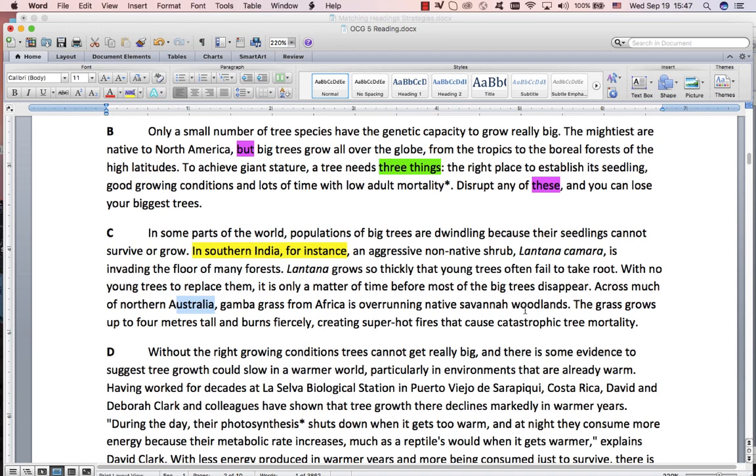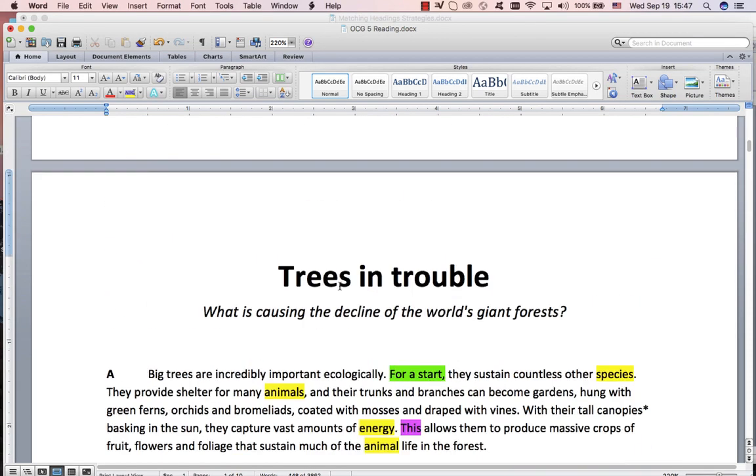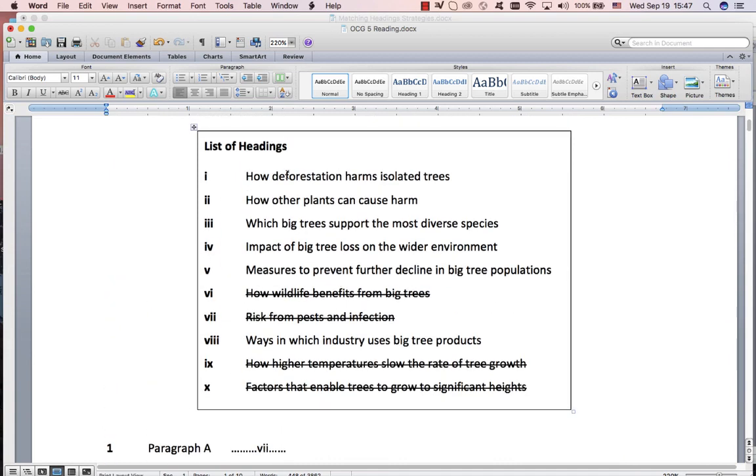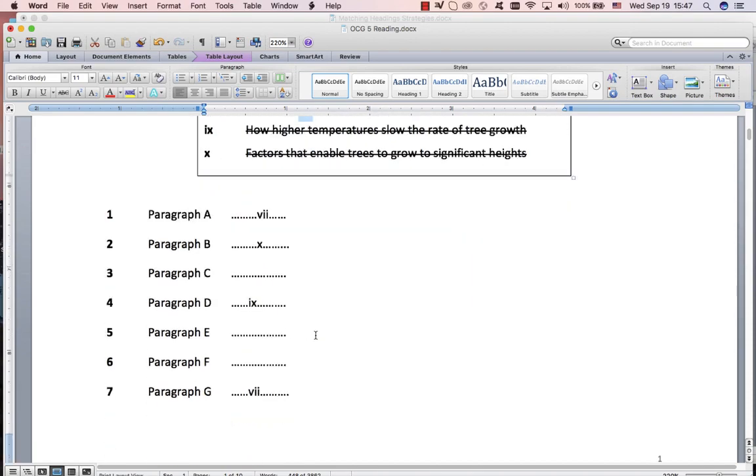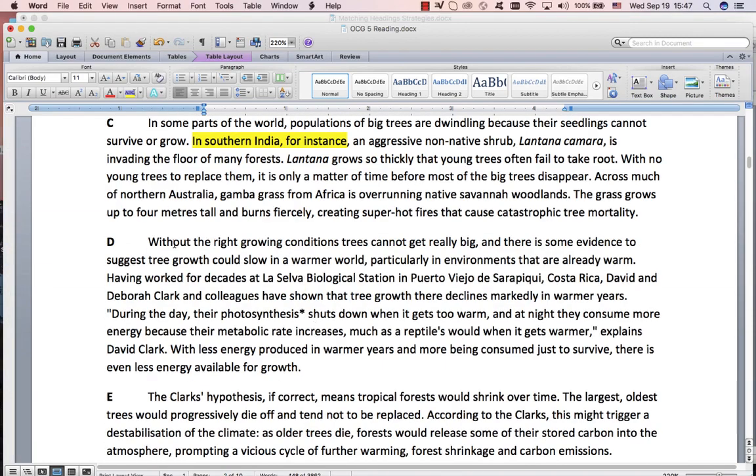Australia. Okay, I don't see much here. Super hot fires. Mortality is negative. Okay, there's not much that I can see. I see some kind of example here, and I see negative, but I don't think it's enough, so I think I'm going to skip it. Deforestation, other plants, maybe. Diverse species, I don't like that one. Impact, no. Measures, no. Okay, I'm going to skip that one. We've done this one.